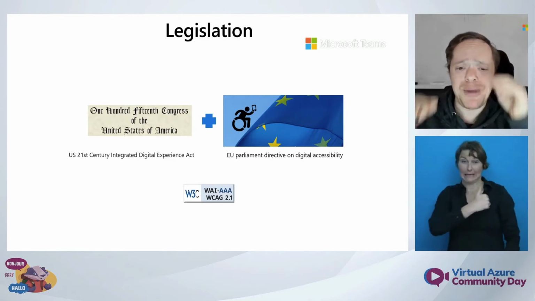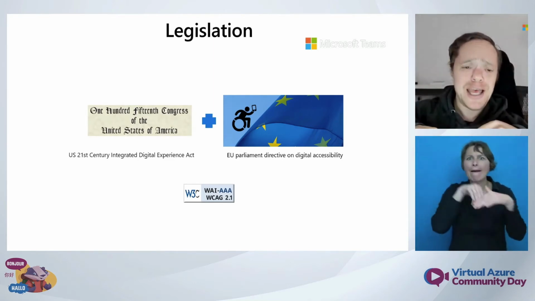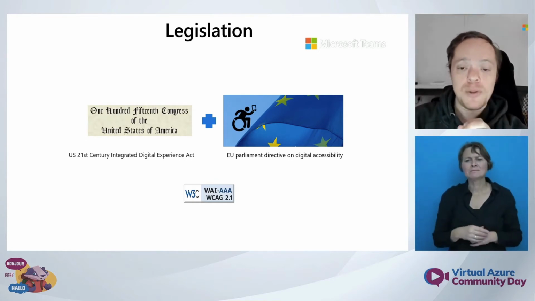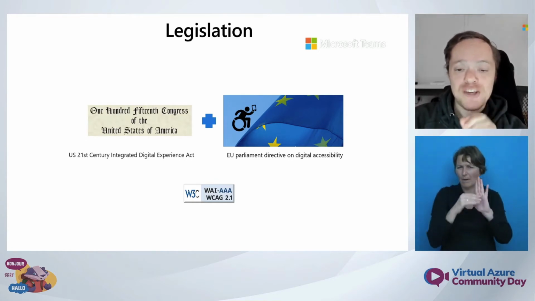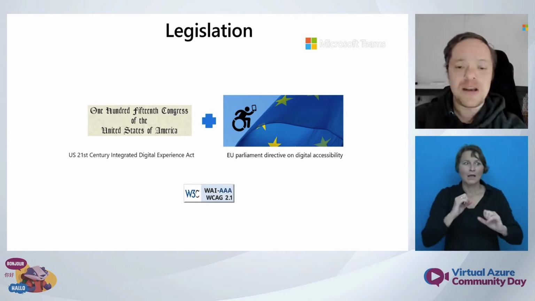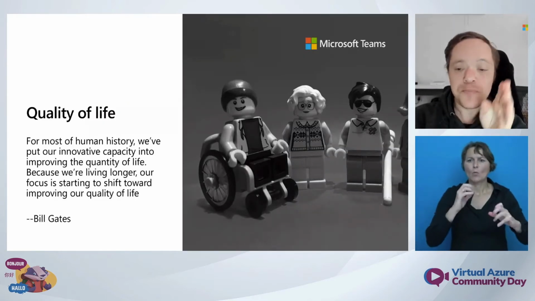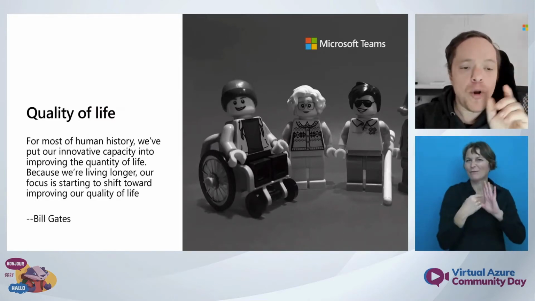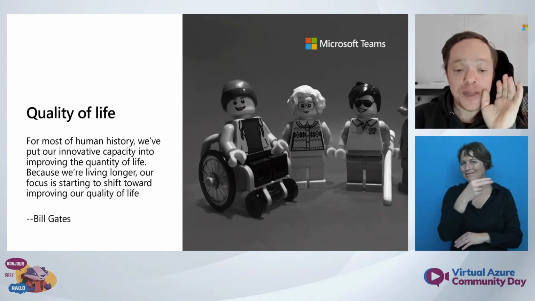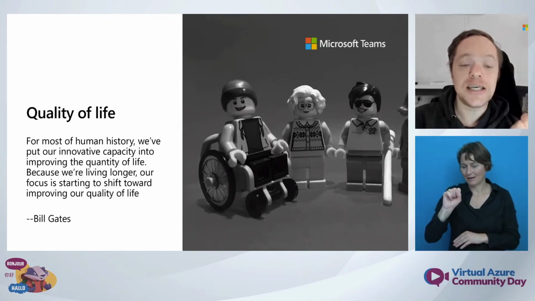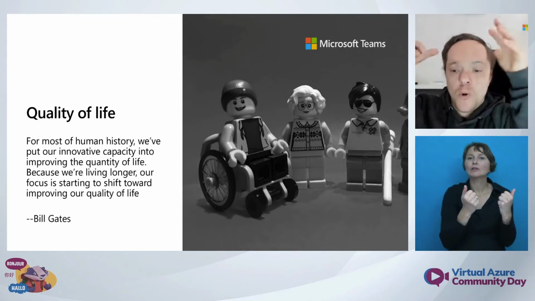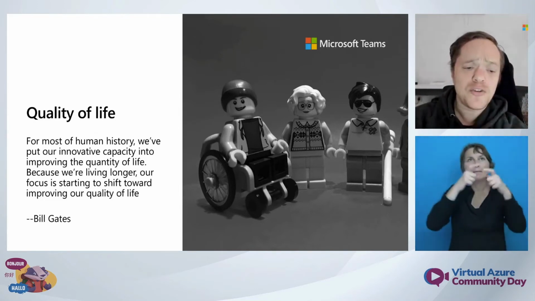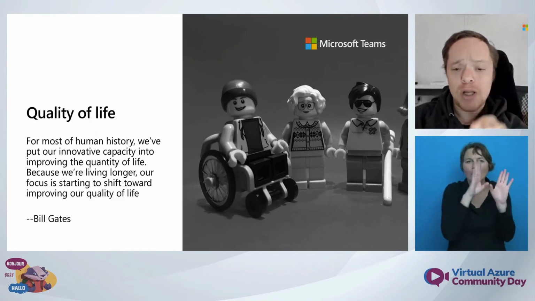Remember what GDPR did? Remember everyone crazily created, this rush to do that? That's exactly what accessibility requirements are doing right now, with people rushing to be able to do the stick mindset. But there's also the carrot mindset. Bill Gates summed it up brilliantly by saying the quality of life. For most of human history, we put our innovative capacity into improving the quantity of life. More, bigger, consumption, bigger. Because we're living longer, our focus is starting to shift towards improving the quality of life.